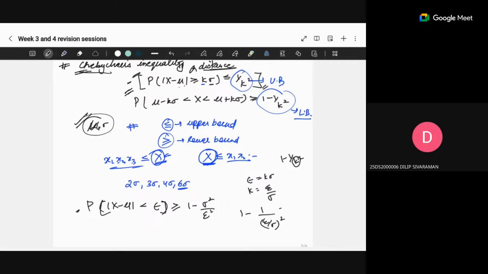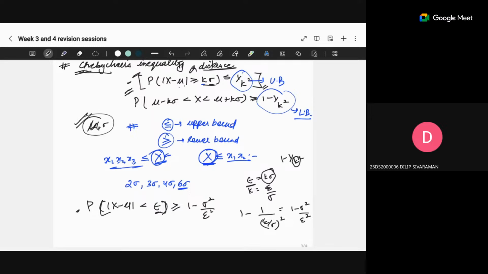Ma'am, a very basic question. I was a bit lost when you were explaining epsilon is equal to k sigma. Why is epsilon equal to k sigma? We are just putting it equal to this value, right? It's just a replacement. I am just denoting my whole k sigma with an epsilon value. That's all it is.